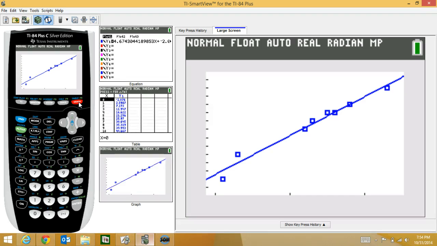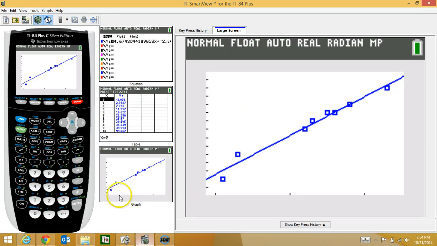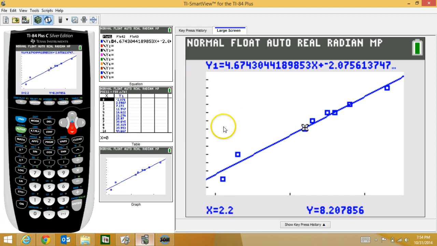So what we're going to do next is answer part C, and what part C asks is we're going to use the equation to estimate the cost of buying 5.7 gallons of gasoline. Again, two ways we can do it, and I'll show you both of those methods. We can do it on the graph by hitting trace. And again, we want to make sure we're on the y sub 1, not the plots. So we're going to down arrow, and now y sub 1 is there.